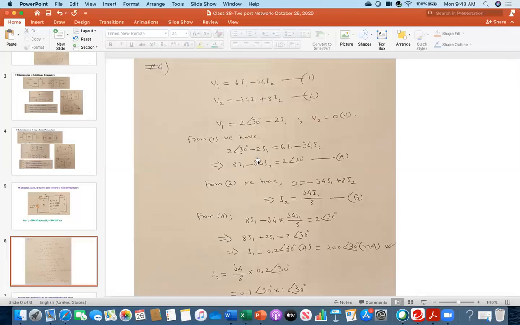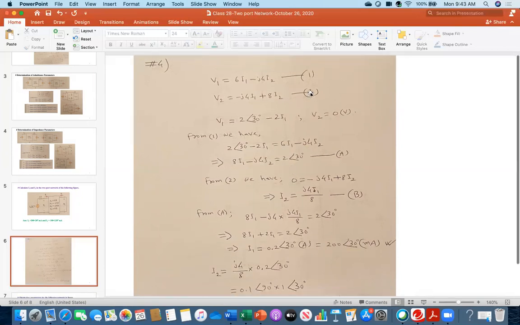So from the first equation, I got this one and I simplified, you see, 6 plus 2 I1, 8 I1, and minus j4, and then I put this on the right side. And from this equation, after putting V2 to 0, I got this one. From here, I calculated the I2 value from this equation. And then I am substituting the I2 value into equation A. And then you see, after calculating, I am getting I1 as 200 angle this one. And I am substituting the I1 value here into equation B. So I am getting this.